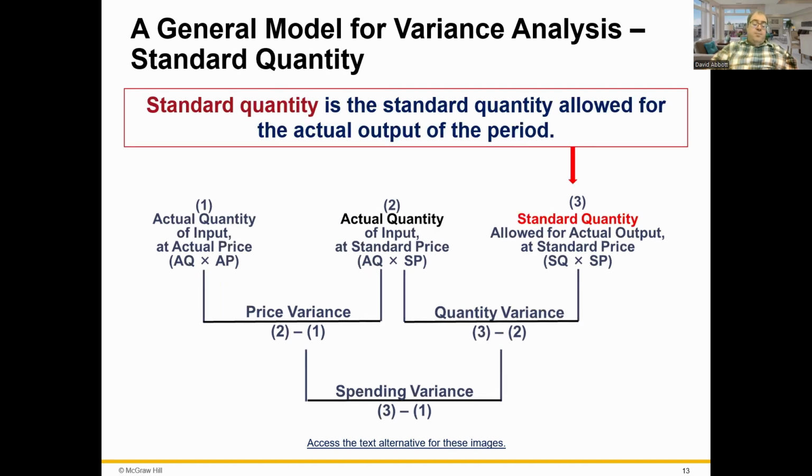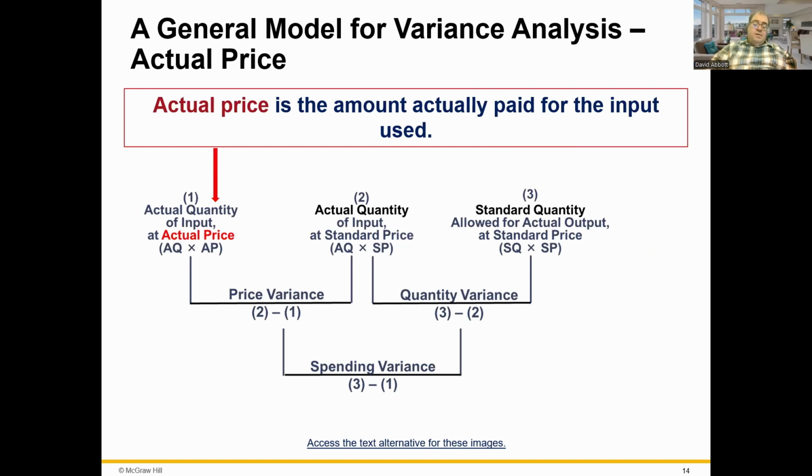The standard quantity represents the standard quantity allowed for the actual output of the period. And then again, remember that the SQ portion of the model is the most common stumbling block for students when it comes to variance analysis. And so SQ refers to the standard quantity of inputs allowed for the actual level of output achieved. For example, if 5,000 drapes were produced and each drape required 2 yards of fabric, the standard quantity allowed would be 10,000 yards. Any other amount of fabric used would result in a variance, either too little or too much.